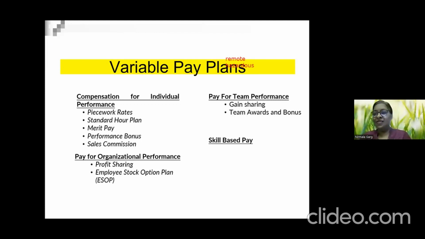Don't look at my slides. Just tell me. Quick. Seema, for an individual, what do you give in your organization at an individual level? What are some of the schemes you have, or what are some of the bonuses you give for an individual contributor?